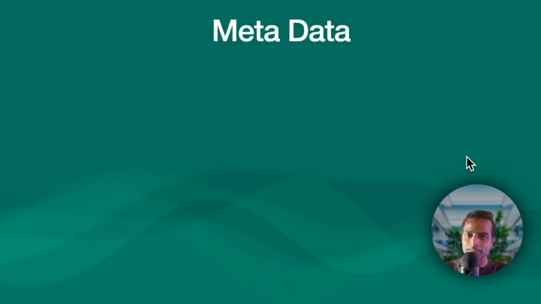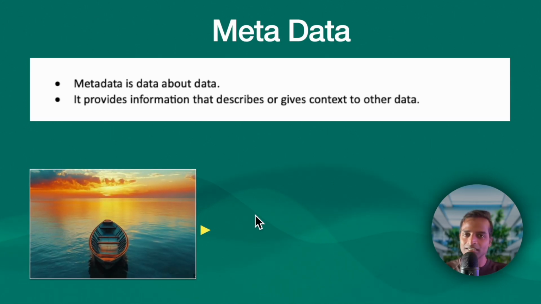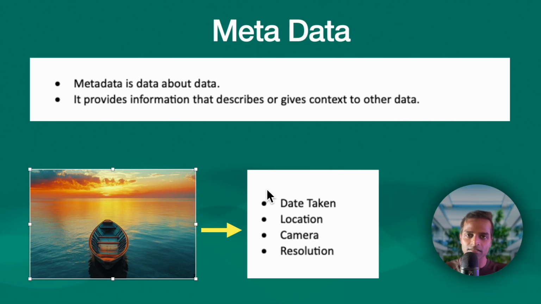Now, what is metadata? Metadata is data about data. It gives information or context to some data. Now, the data can be anything. It can be a table, it can be a column, it can be a picture, or anything. Let's say, for example, we have a picture. The metadata of this picture could be the location, the date taken, the camera used, the resolution. All these descriptions of this image could be the metadata of this image.